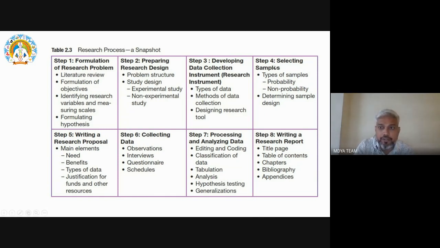So see, from selecting samples and writing a research proposal, collecting data, processing and analyzing data, and writing a research report, all these are very important. And here ICT comes. ICT full form is information and communication technology. So all these 5 steps are very important in terms of ICT. So we will include this part during the classes.